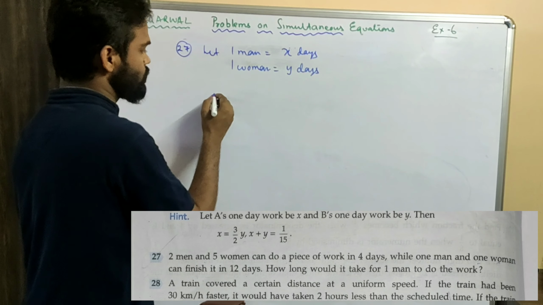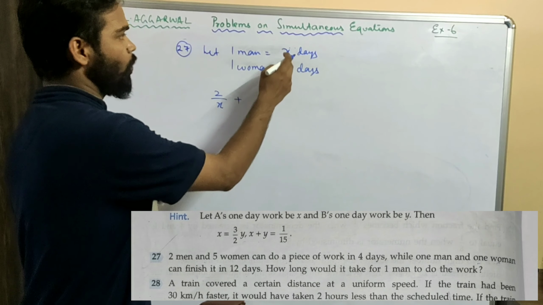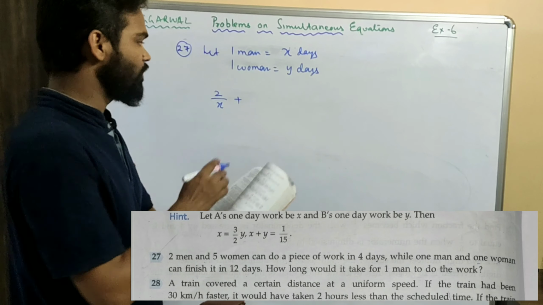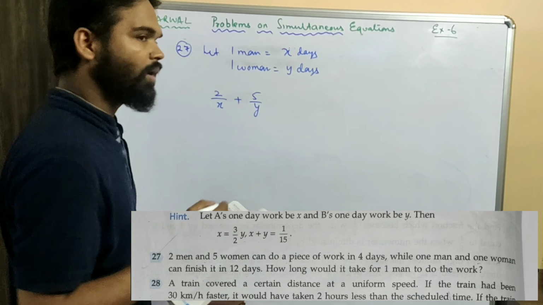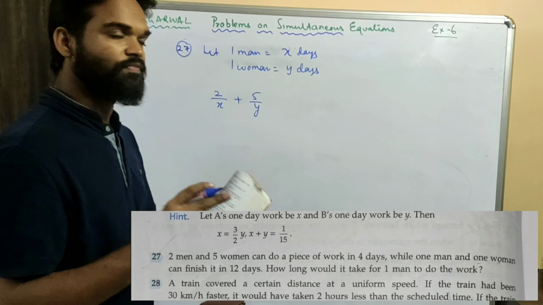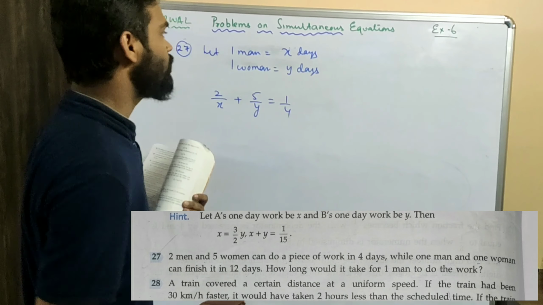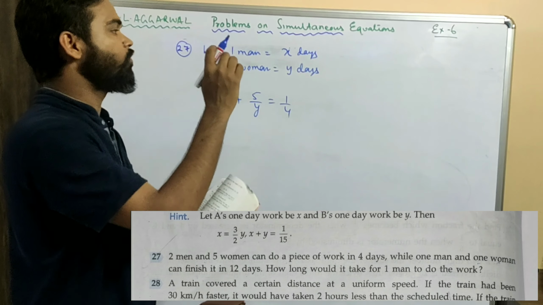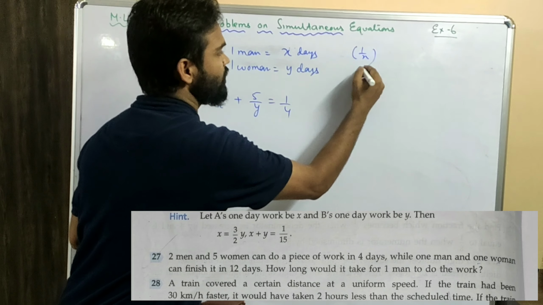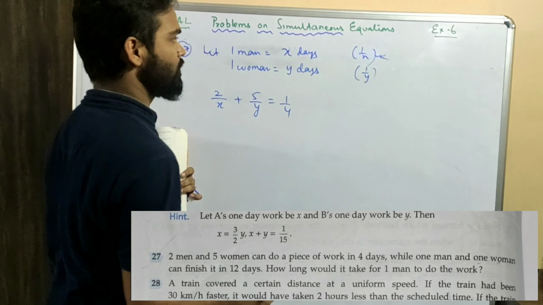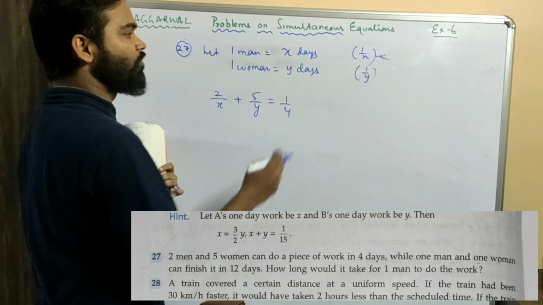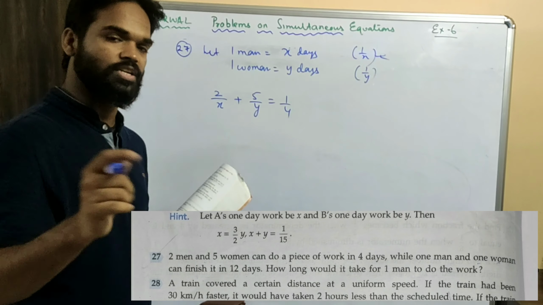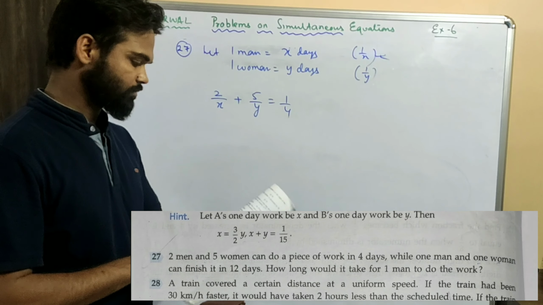2 men and 5 women. So 2 men, 1 day work will be 1 by X, and 5 women, 5 by Y, finish the work in 4 days. So 1 day work will be 1 by 4. Am I clear? 1 day work of 1 man and 1 woman will be 1 by X and 1 by Y. So 2 men, 2 into 1 by X, 2 by X, and 5 women, 5 into 1 by Y, that's 5 by Y, is equal to 1 by 4 because they finished it in 4 days. So 1 day work will be 1 by 4.